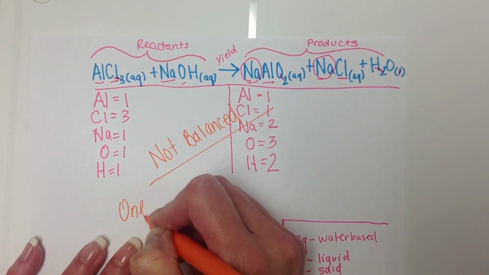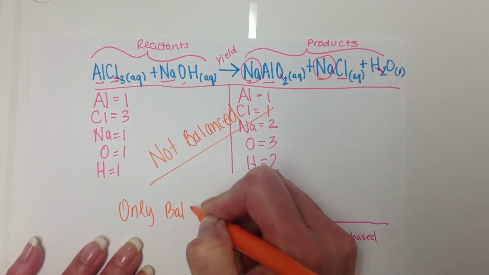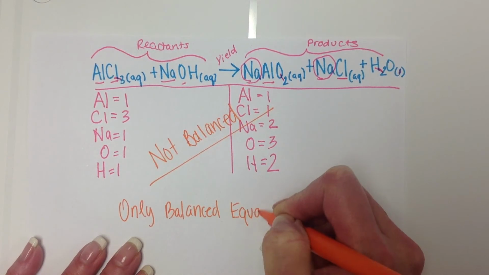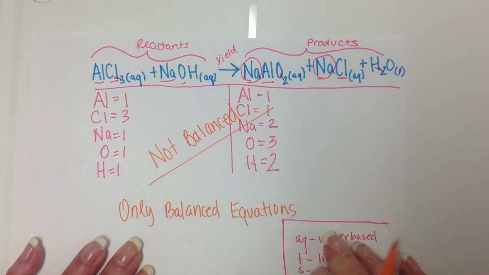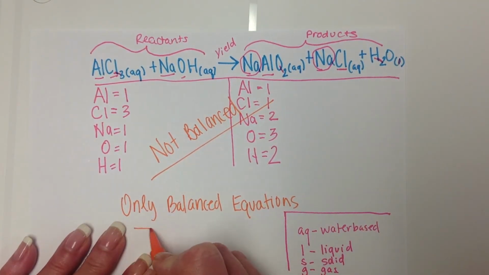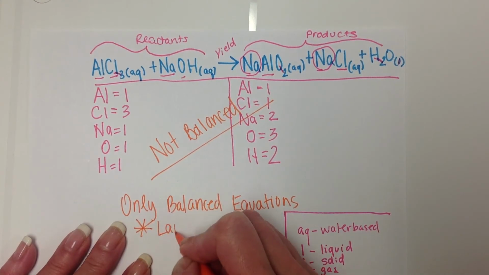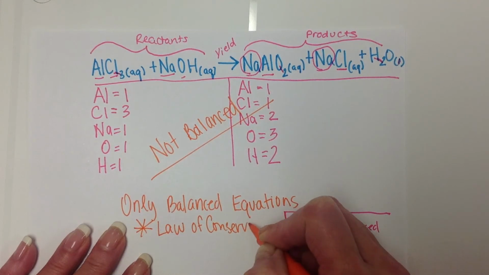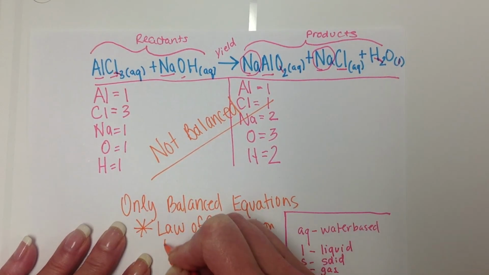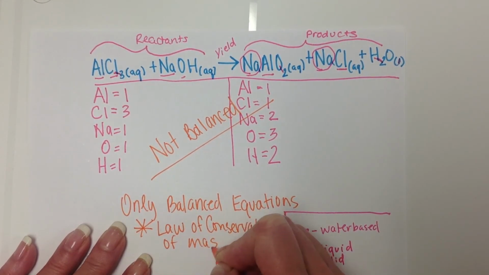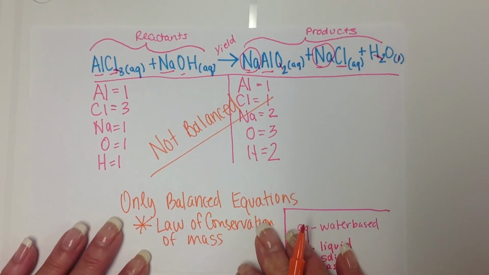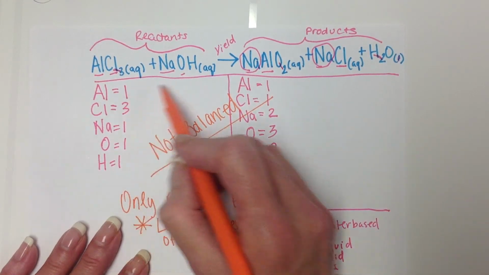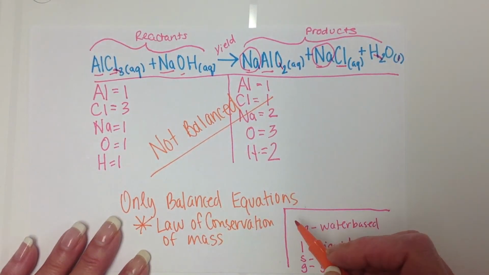And only balanced equations represent reactions and also confirm the law of conservation of mass. Meaning what goes into a chemical reaction must come out. Every element present has to be on both sides and equal numbers of atoms of each. All right.